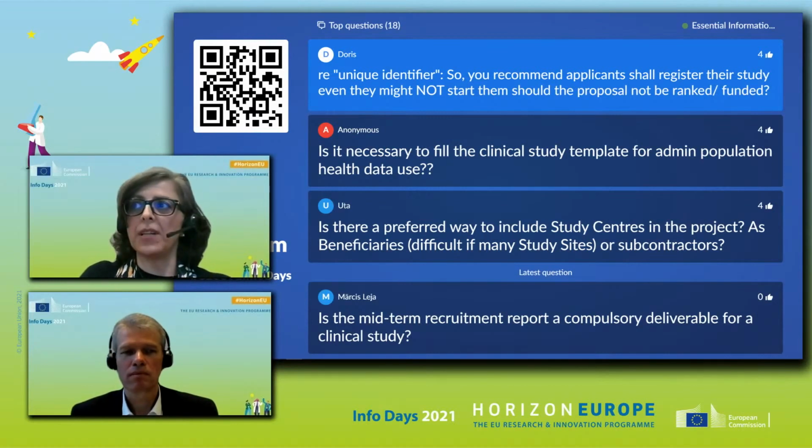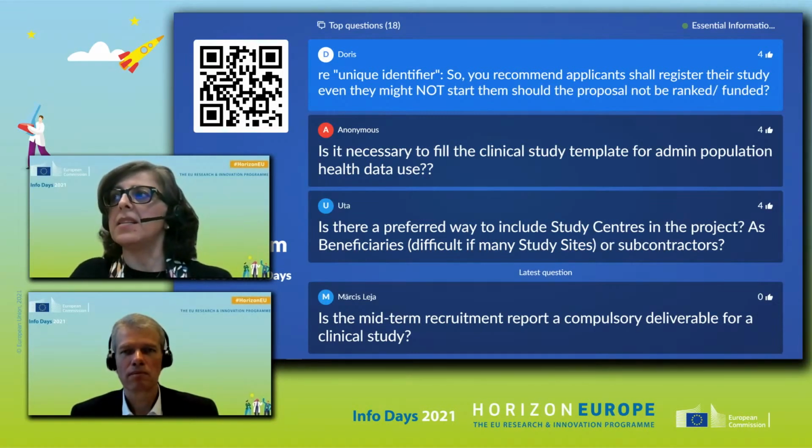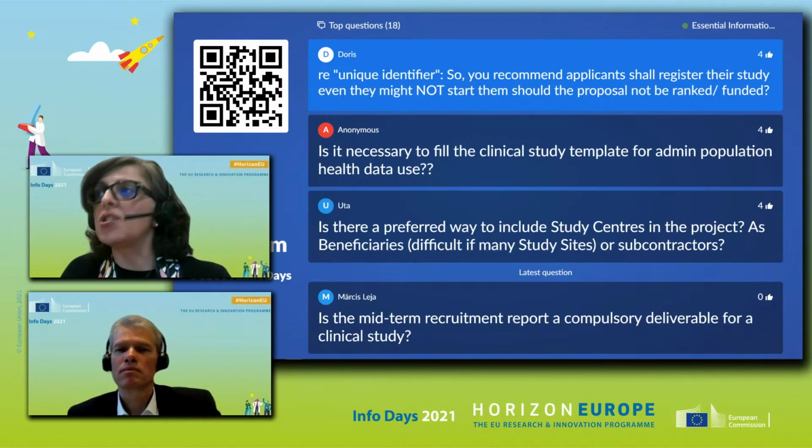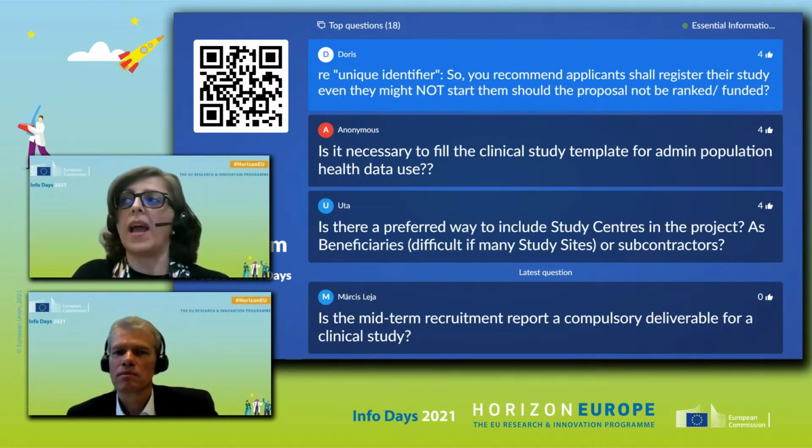So there is a question that I think is interesting, and it's about the unique identifier. So it reads, so you recommend applicants that they should register their study even if they might not start them, should the proposal not be ranked, funded?